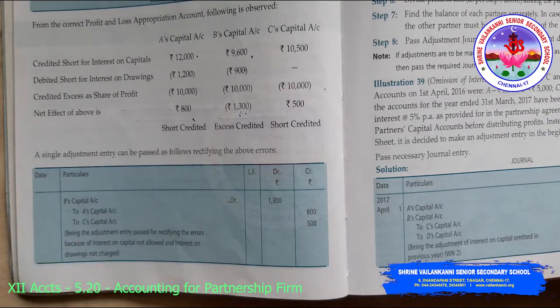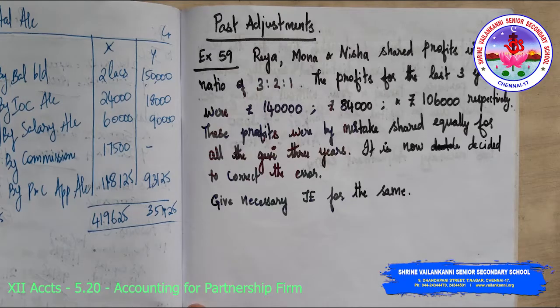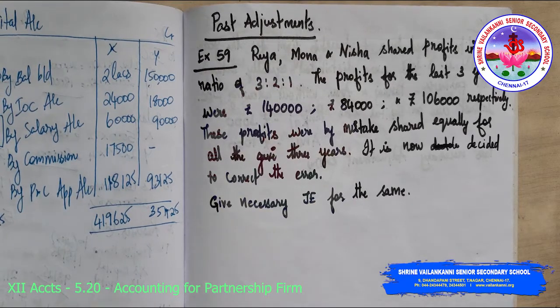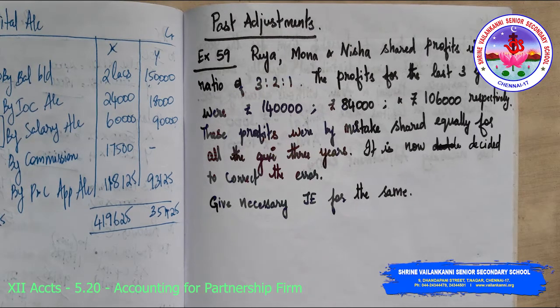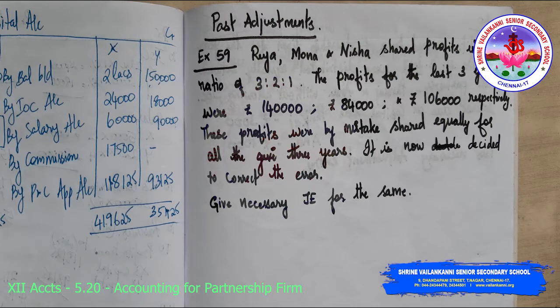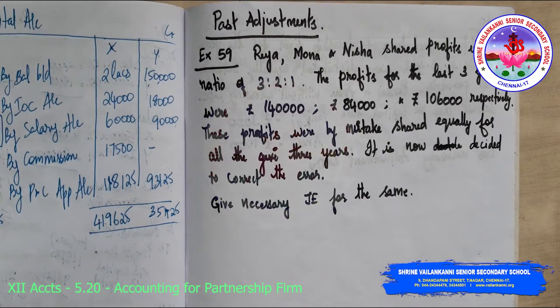So we will just work out one exercise problem so that you will be comfortable with this particular portion. Look into this question, exercise problem 59. Ria, Mona and Nisha shared profits in the ratio of 3:2:1. The profit for the last 3 years were 1,40,000, 84,000 and 1,06,000 respectively.